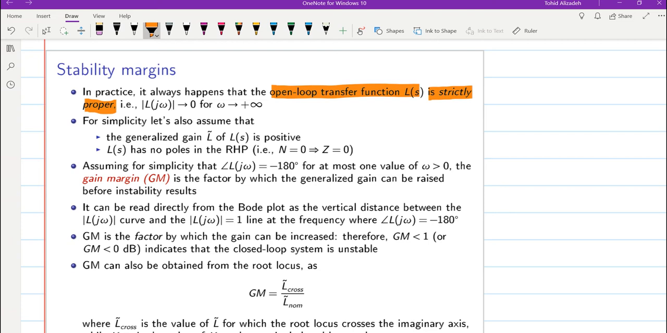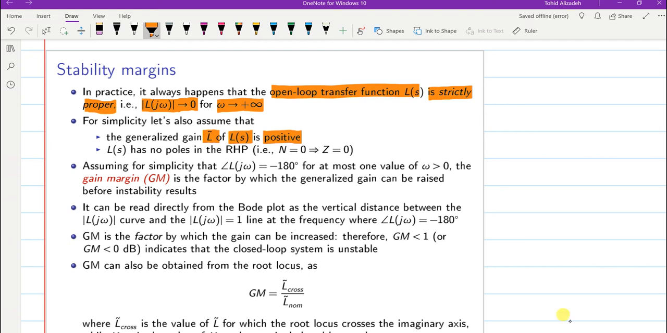And when this is the case, the amplitude of L(jω) will go towards 0 for ω approaching infinity. This happens because the order of the denominator will be bigger than the order of the numerator, and as ω approaches infinity, there will be ω's remaining in the denominator, and as a result the amplitude will go towards 0. We also assume that the generalized gain L tilde of L(s) is positive. I hope you remember what the generalized gain is for different types of systems.